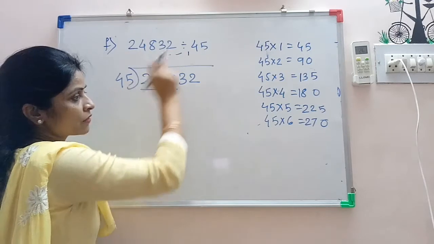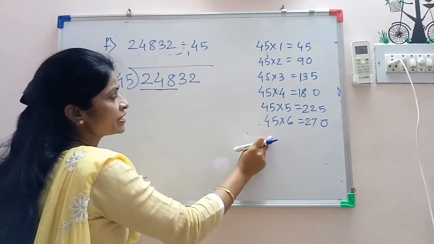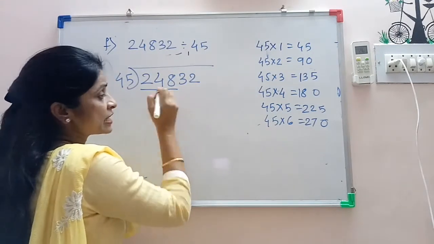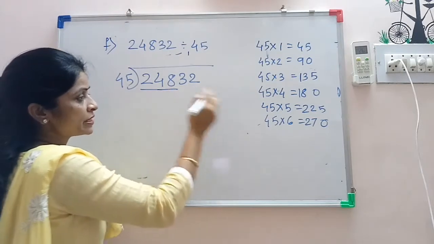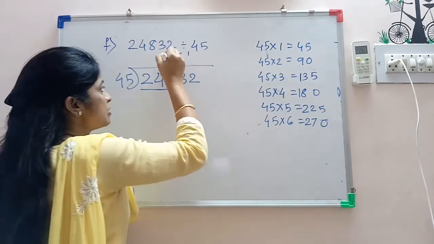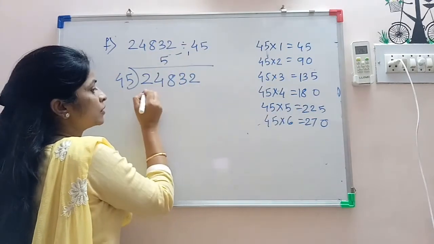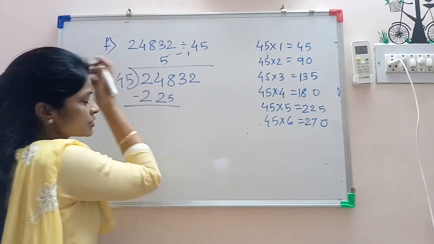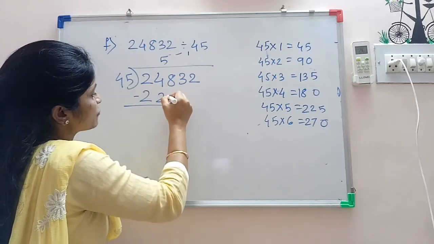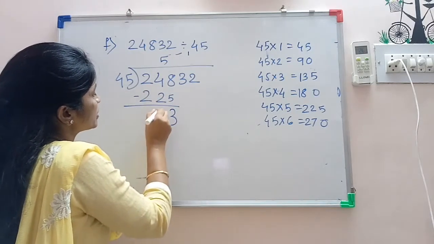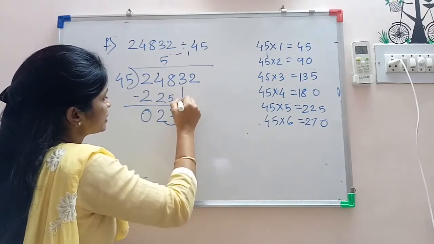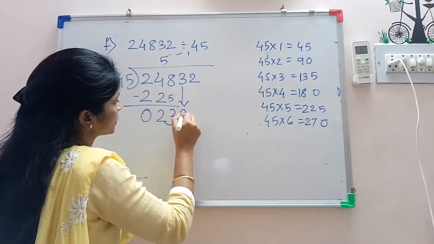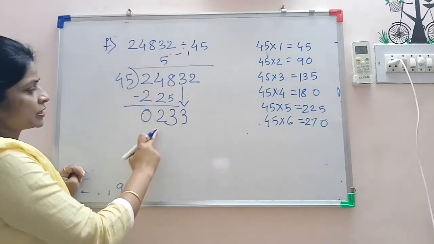Now 248 is there. Now we will see it in the table. It is not there in the table. What will we do? We will take just smaller than this number. So 45 5s are 225. Okay students, now we will subtract it. Now 8 minus 5 is 3, 4 becomes 2 and 2 becomes 0. Now we will take the next number down, that is 233.